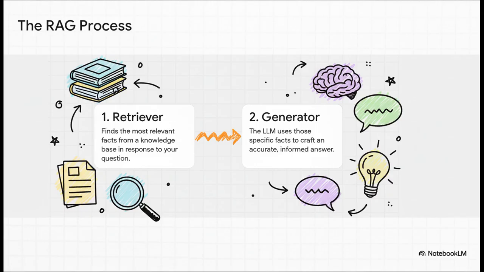Then comes step 2, the generator. That's the language model. It takes those specific facts it was just handed and uses only that information to write a perfectly crafted, accurate answer for you.